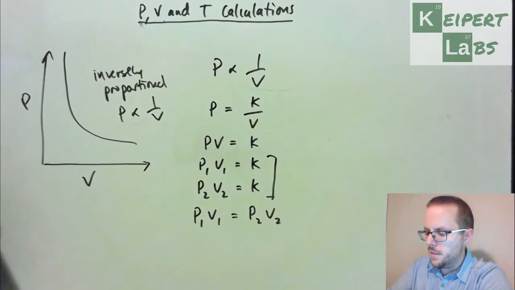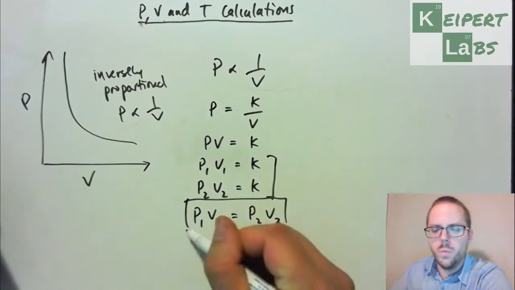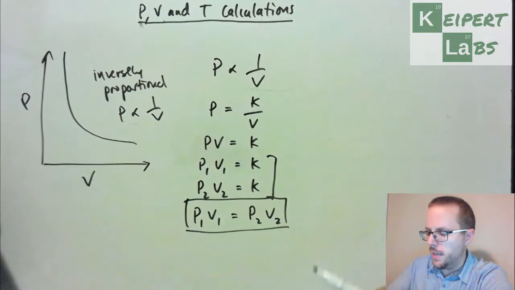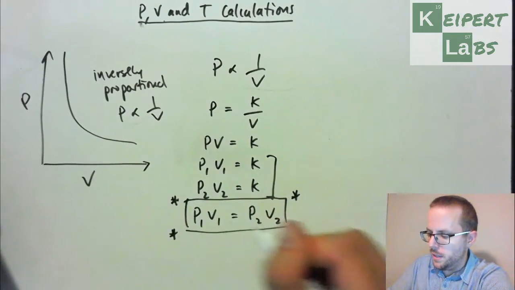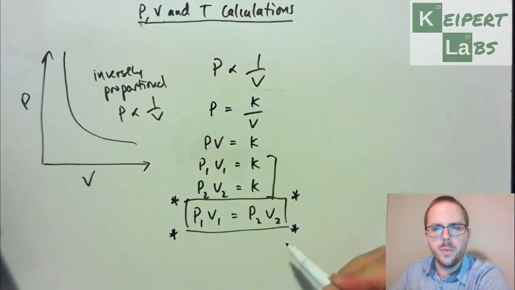And this is something I really want you to put a box around. Put asterisks in the corner. Highlight it, if you will. Point arrows towards it if it helps. This is the first relationship we're going to work with here.